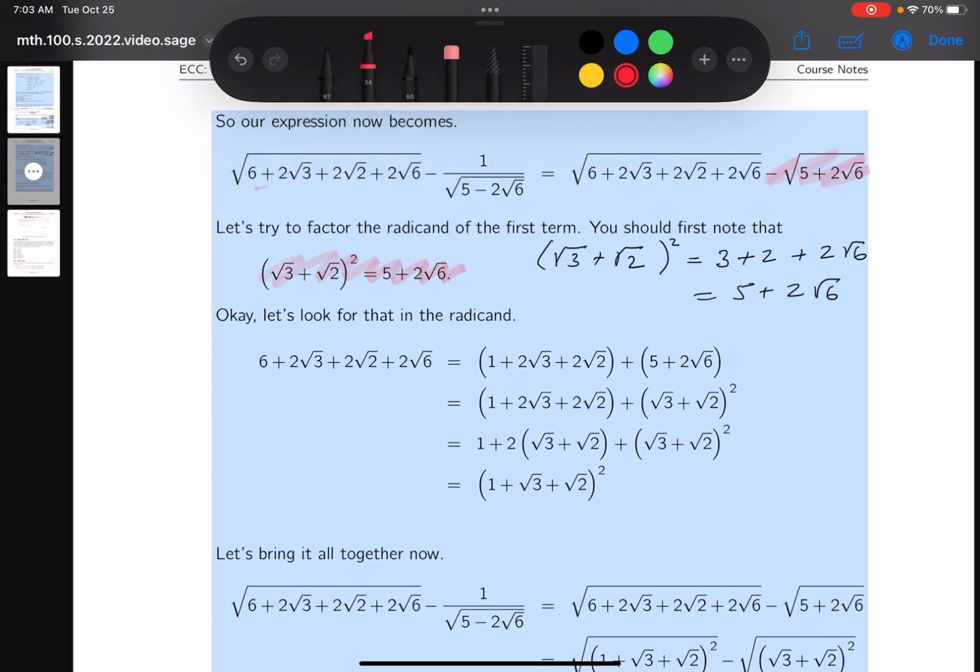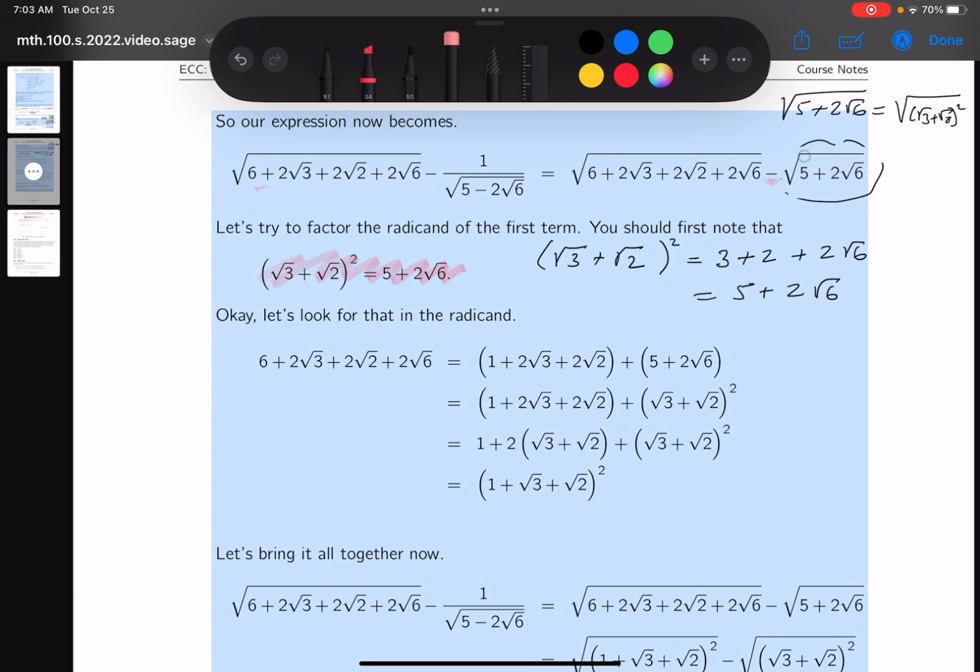And now I know what that is. All right, I'm going to write that down for you. So the square root of 5 plus 2 root 6 is identical to the square root of root 3 plus root 2 squared. So I can actually take the square root of this thing over here now. And we'll get back to that later. But now what I want to do is concentrate on something else.